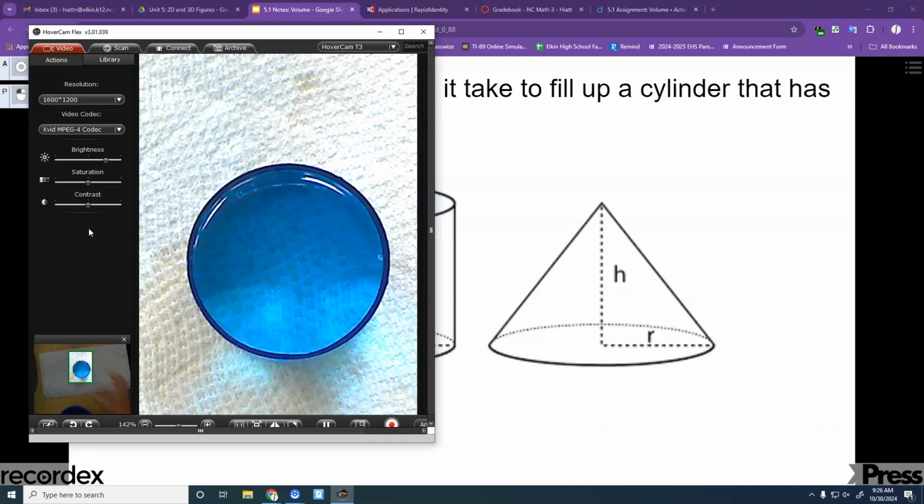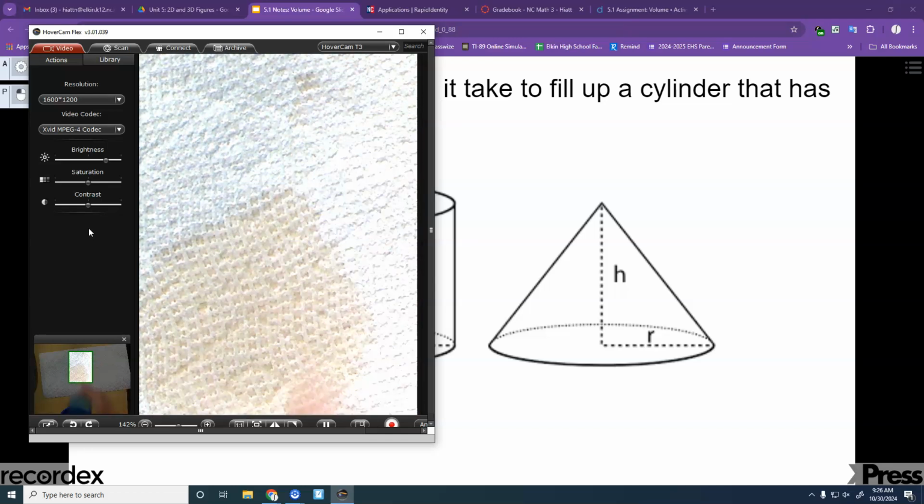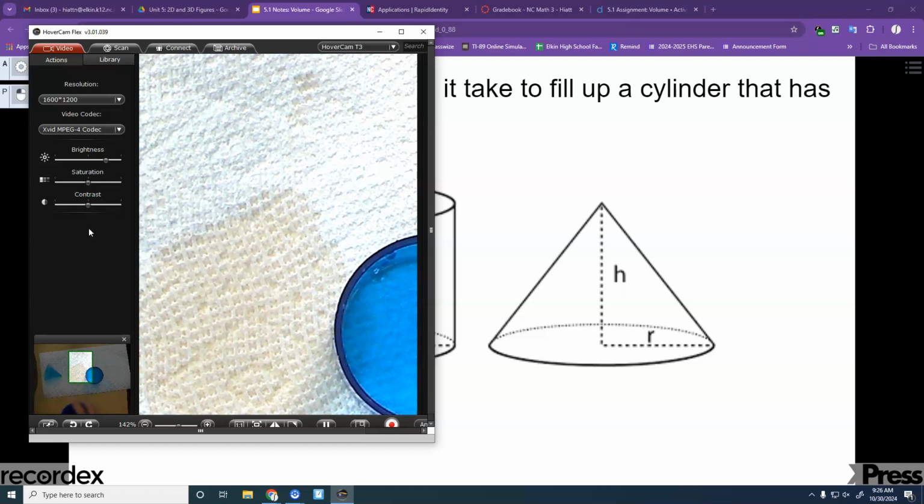All right. So, let's see if I can pour this back in here without making a mess. All right, now, I always try to do that for this to help you remember these formulas.